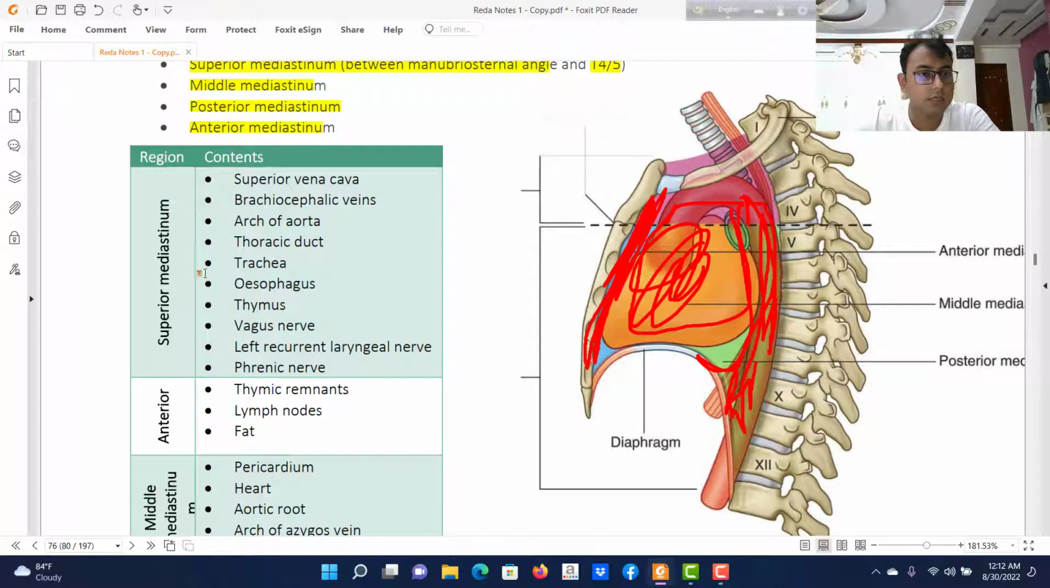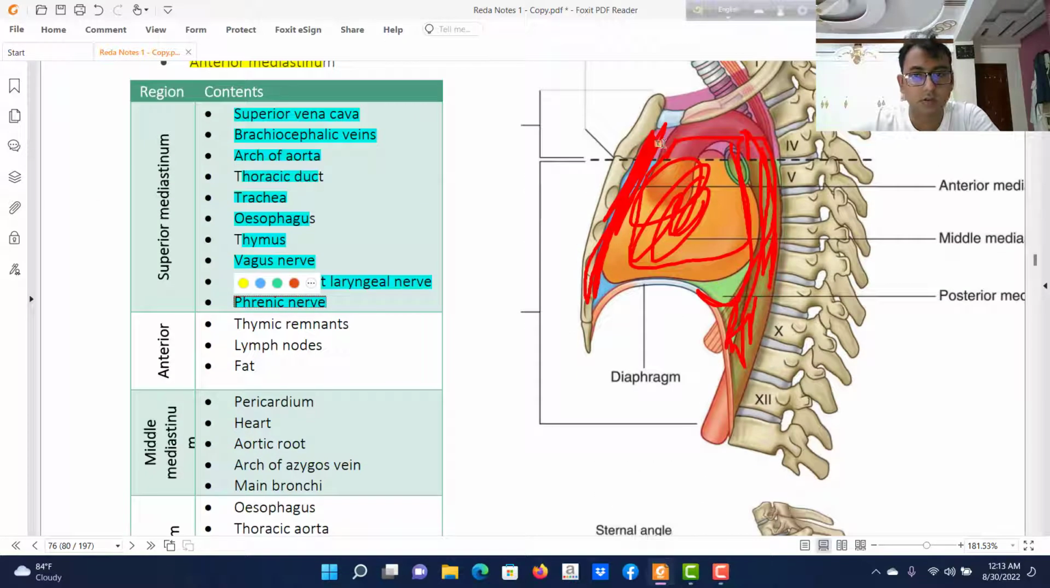Now, what are the contents of this mediastinum? The superior mediastinum contains superior vena cava, the brachiocephalic veins, arch of aorta, thoracic duct. Those structures are also present in the lower three mediastinal parts. Also in the superior mediastinum: trachea, esophagus, thymus, vagus nerve, left recurrent laryngeal nerve, which hooks under the arch of the aorta, and the phrenic nerve.